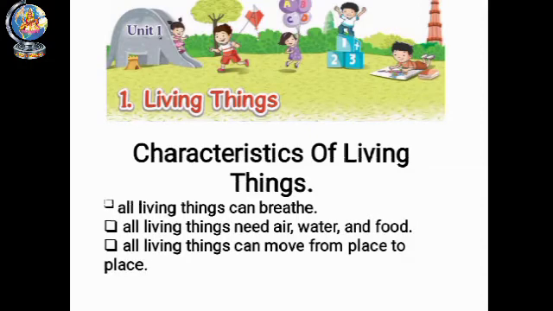Third characteristic, all living things can move from place to place. You may have observed birds, animals, right? Yes, plants cannot move from place to place, but plants can move their body parts. Like there is one example of the sunflower. In the morning it is in the east and in the evening it is in the west, so it traces the sunlight. So plants can move their body parts.